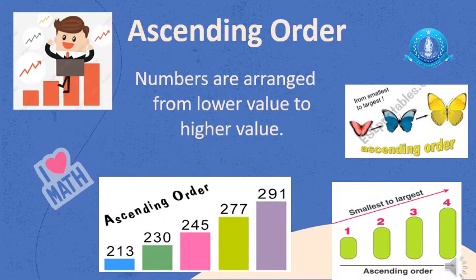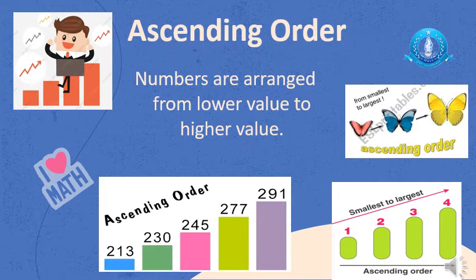Ascending order. First thing is, ascending order is opposite of descending order. Both orders are opposite to each other. Fine. Now let's see what is ascending order. Ascending order means you will arrange the numbers from lower value to the higher value.